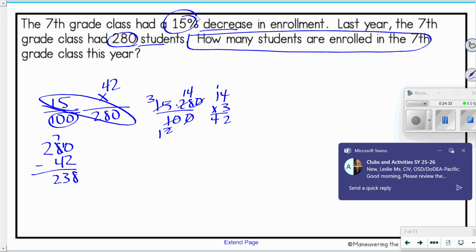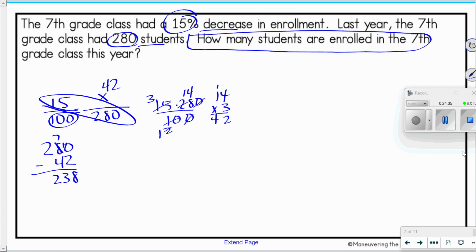Now, is there an alternative way I could do this? Instead of using 15%. What did 15% tell me? There's 85% of students. So if I had used 85, that would have told me how many students there are. So that gets kind of back to the test question that we just gave you guys. Make sure you're made aware of what it is you're looking at. So there are 238 students enrolled this year.